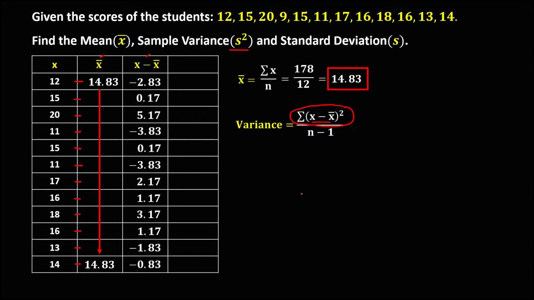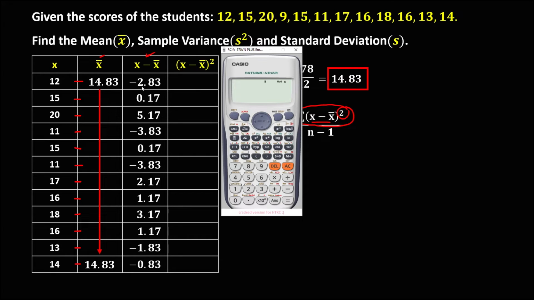Then for the last column, we need to take the square of this column. Since we're taking the square, you can ignore the negative, so just take the square of the number. So we have 2.83 to the power 2 equals 8.01.